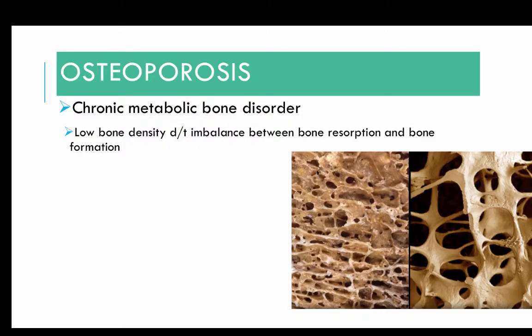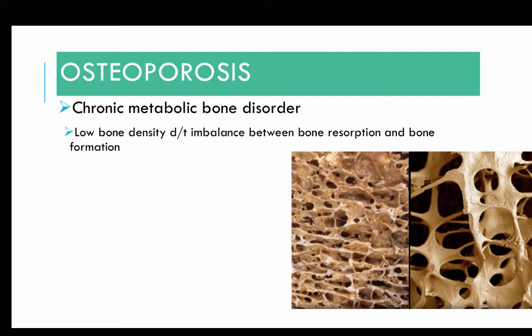Osteoporosis. Osteoporosis is a chronic metabolic bone disorder. And remember, when we talk about chronic disorders, they tend to be progressive, and there's little that you can do to reverse them. And what happens is the bone becomes less dense because of a problem with bone resorption, which means that the calcium is going back into the bloodstream and there's not as much bone formation. So calcium is leaving the bone, going into the bloodstream, and thus the bone is losing calcium.